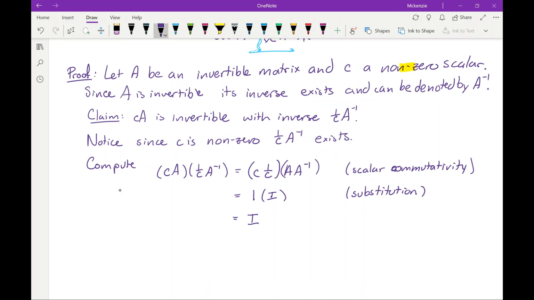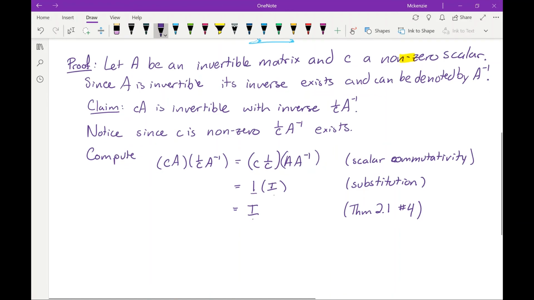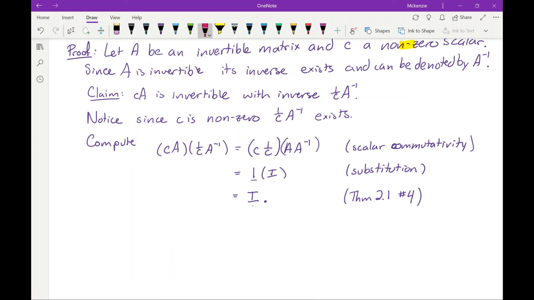So we can call that Theorem 2.3 or 2.1, number 4. If you've forgotten what that is, it means that 1 times a matrix is always that matrix. So let's give ourselves a period at the end because we got to where we wanted. Another note, instead of writing substitution here, we can write definition of inverse. Whichever one feels more clear to you. Probably the second one does, because it's a little more descriptive.